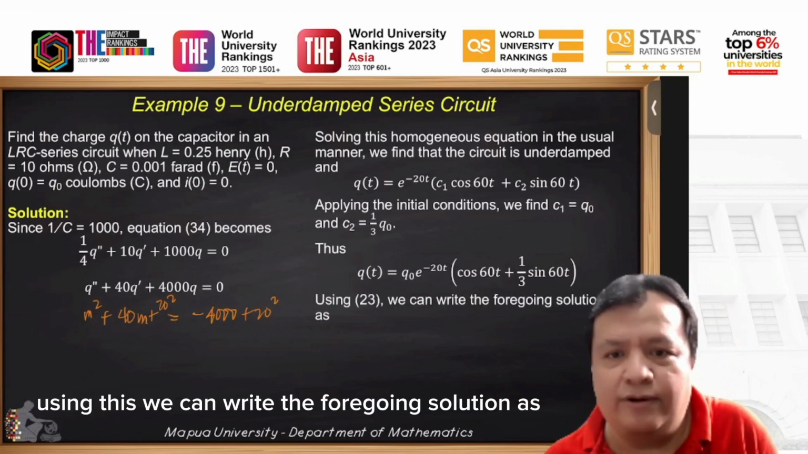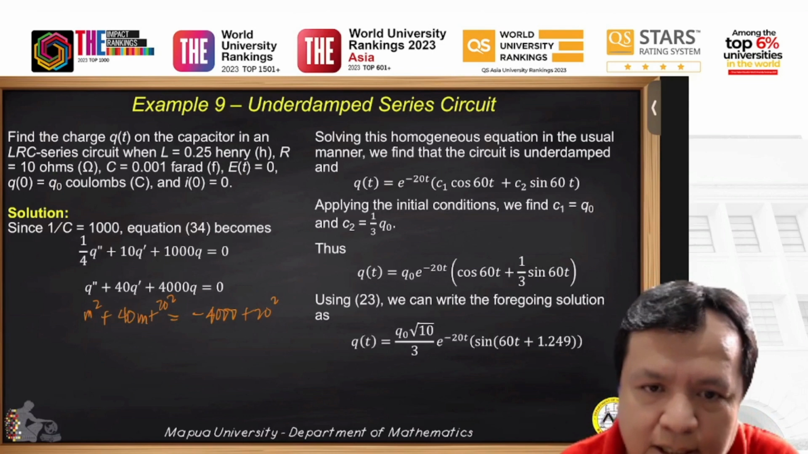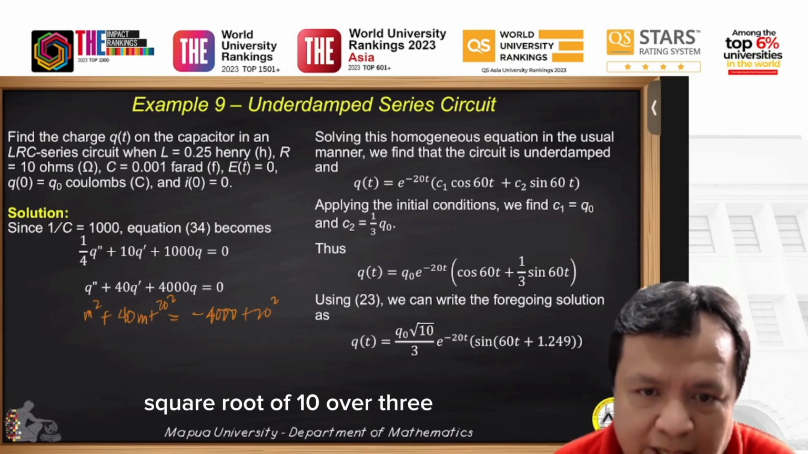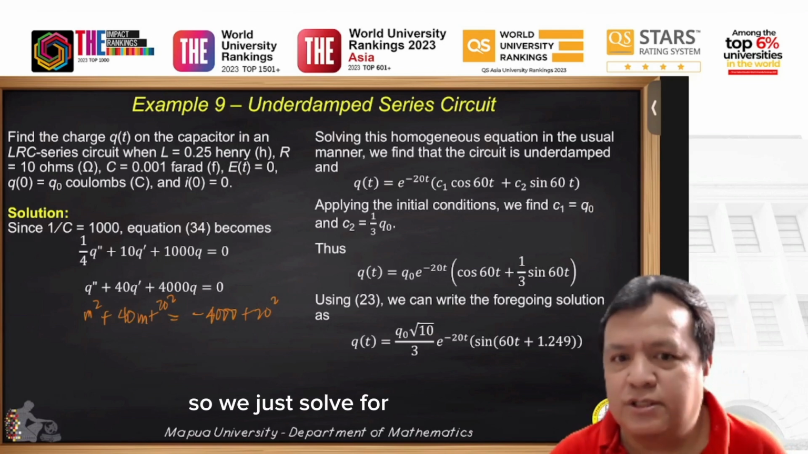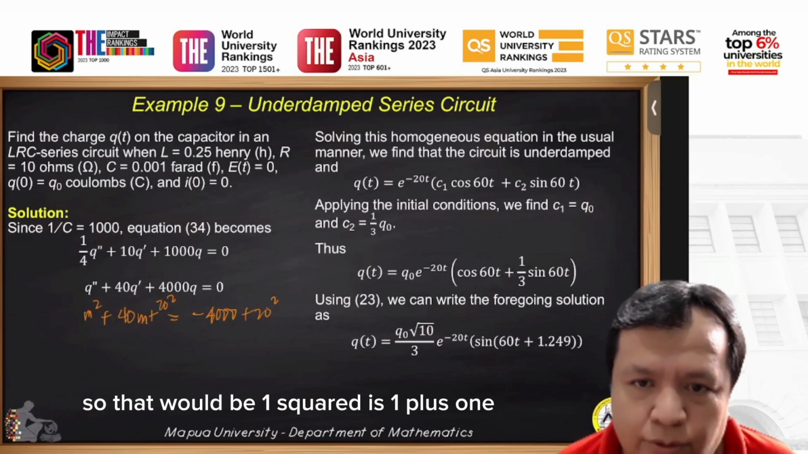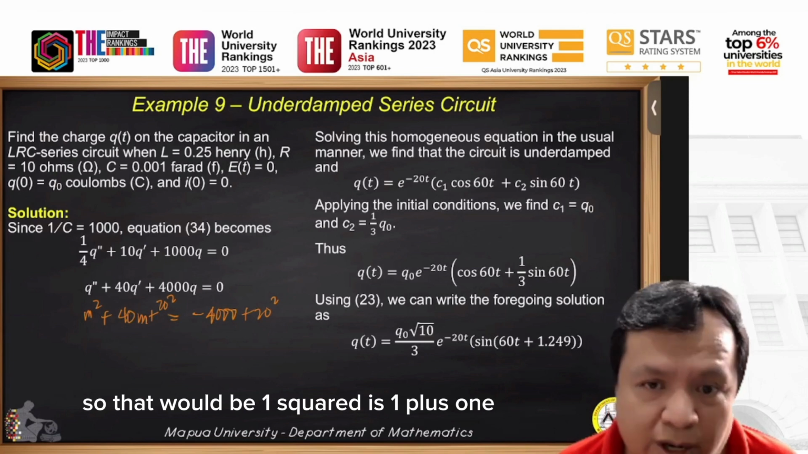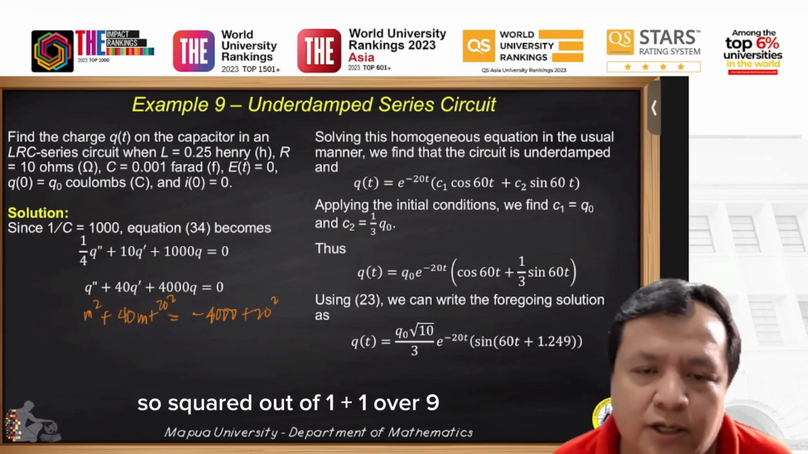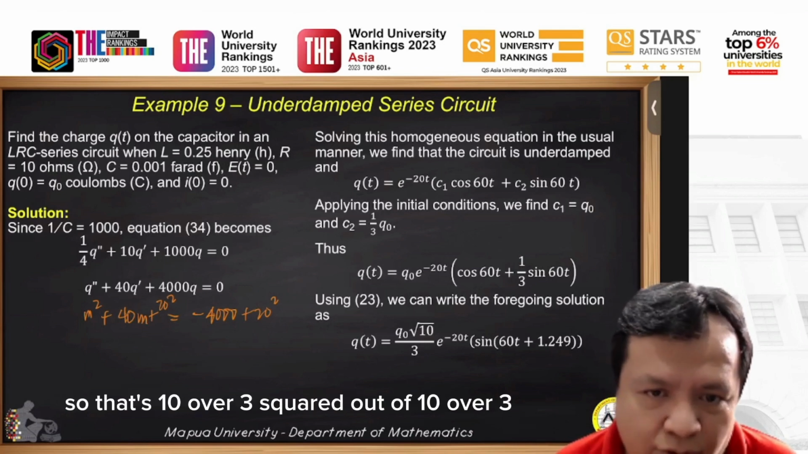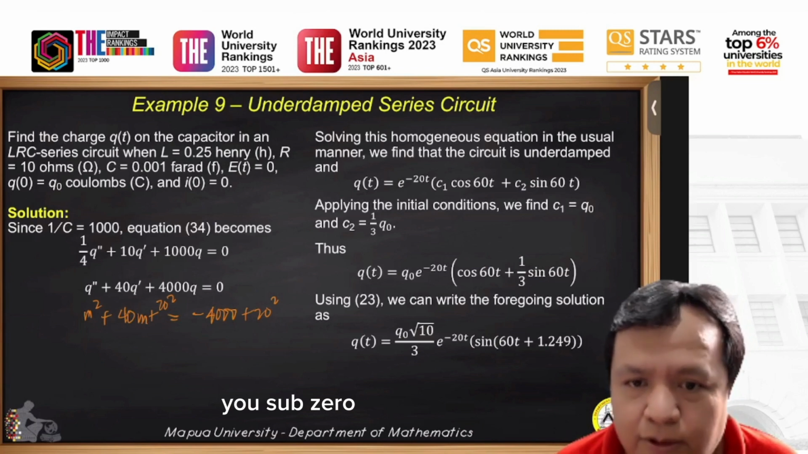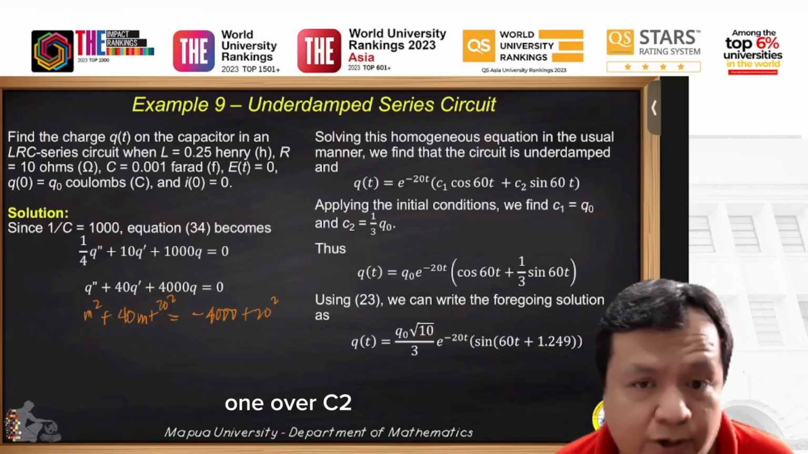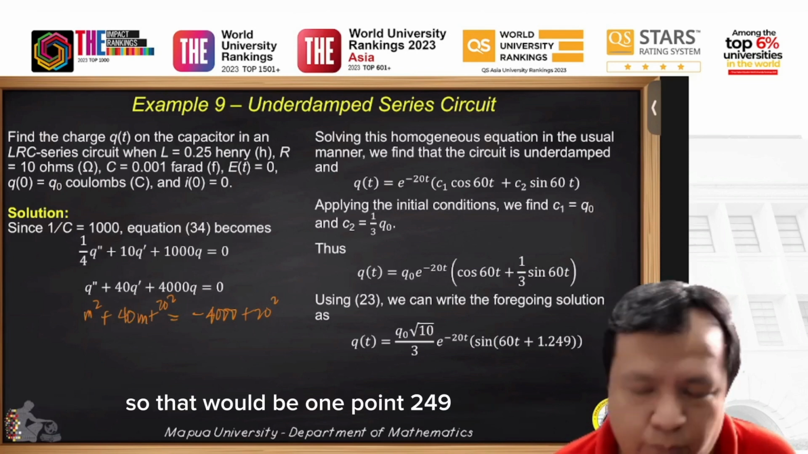Using this, we can write the foregoing solution as Q of t is equal to Q sub 0 square root of 10 over 3. So we just solve for the square root of C1 squared plus C2 squared. So that would be 1 squared is 1 plus 1/3 squared is 1 over 9. So square root of 1 plus 1 over 9 is square root of 10 over 9. So that's square root of 10 over 3, Q sub 0. And then we get phi to be inverse tangent of C1 over C2. So that would be 1.249.